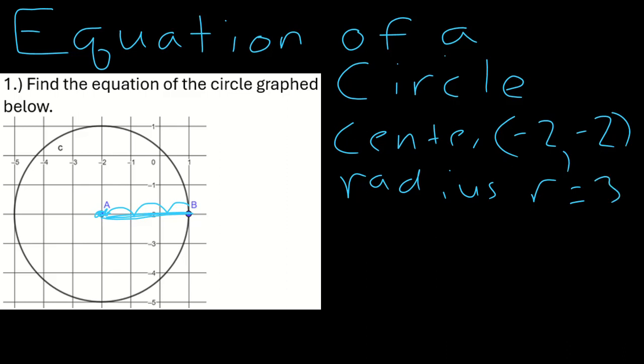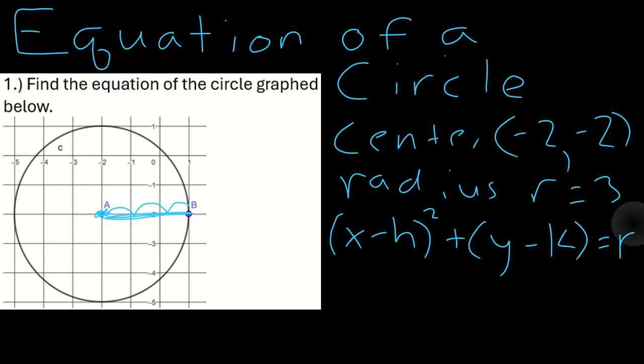Now the very last thing you have to know before you do this is you have to know what is the formula for the equation of a circle. And you can always find this on your formula chart if you're in my geometry class, and it's this: (x minus h) squared plus (y minus k) squared is equal to the radius squared. A lot of students always forget that the radius has to be squared.